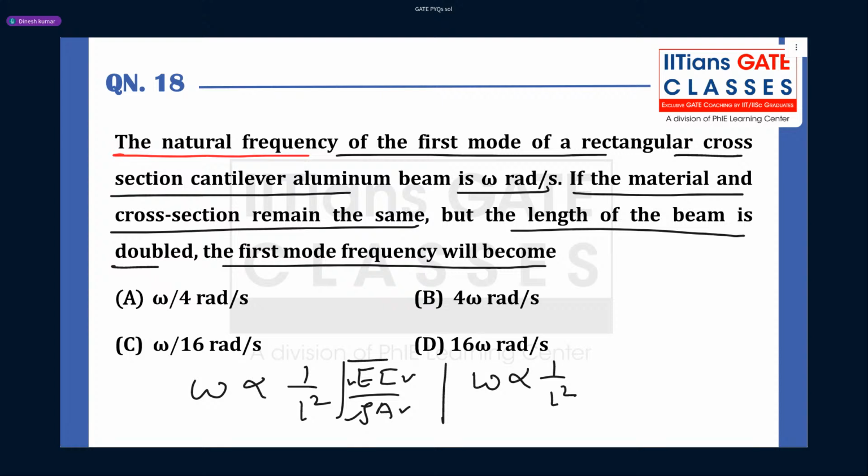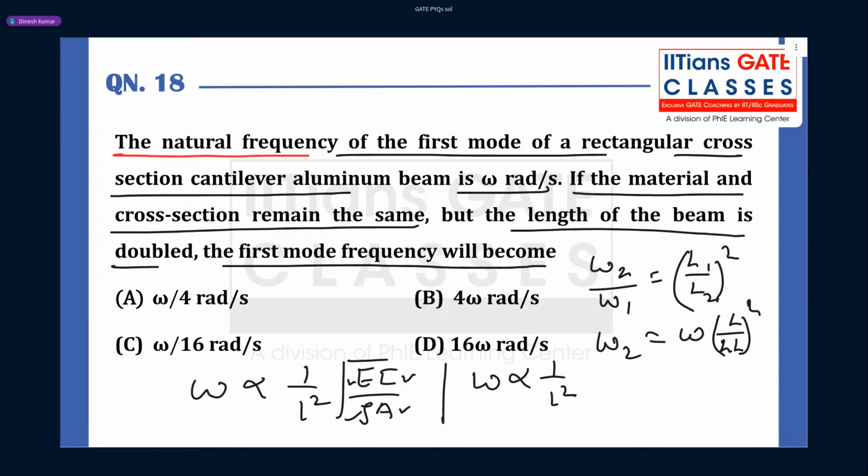Now guys, they double the length. So they ask what will be the final frequency. So what will be your omega 2 by omega 1? It will be L1 by L2 square, right? Now guys, what is omega 2? Omega 1 is omega, L1 is L, and then your length is 2L. So it is omega by 4. So what is the answer in this case, guys? The final natural frequency when length is doubled. What is the answer, Swastik?